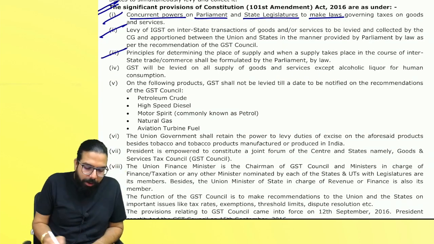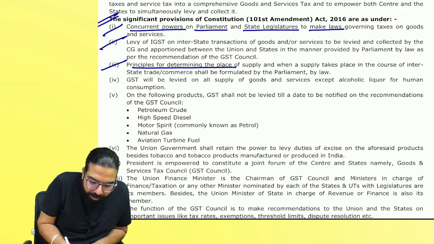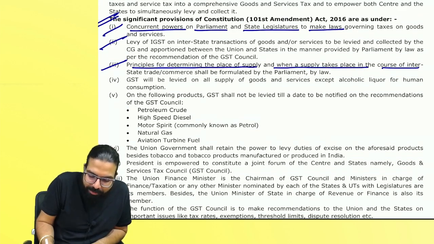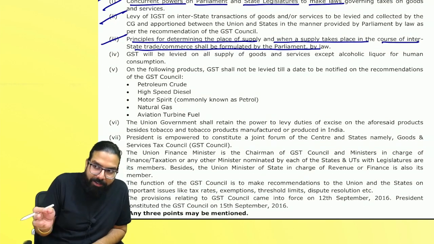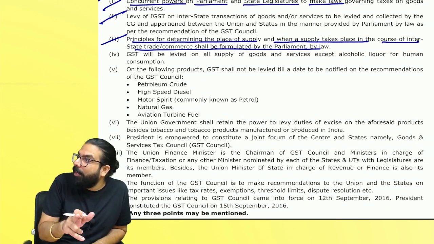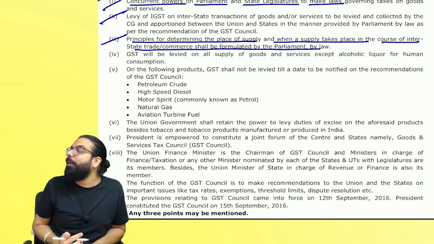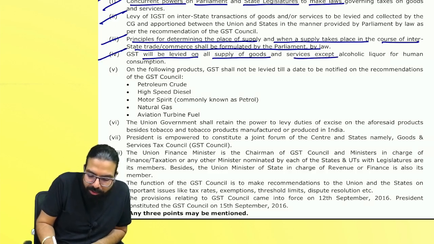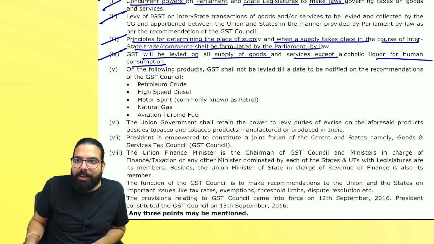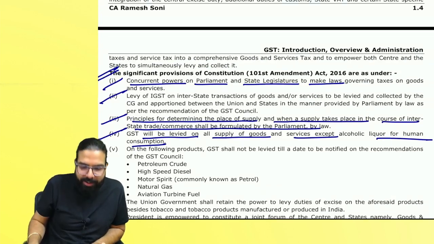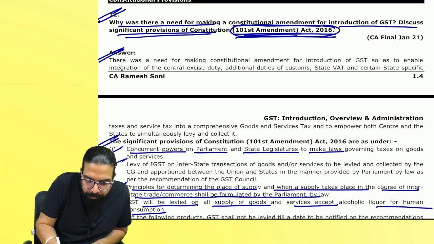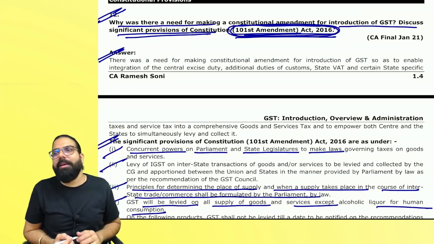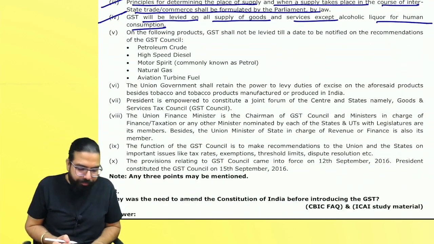Principles for determining the place of supply, and whether a supply takes place in the course of interstate trade or commerce, shall be formulated by Parliament. Sections 10, 11, 12, 13 of the IGST Act tell how to find out the place of supply. The next one, GST will be levied on supply of all goods and services; article 366 of the Constitution was amended. All these amendments were done by the Constitutional Amendment Act.